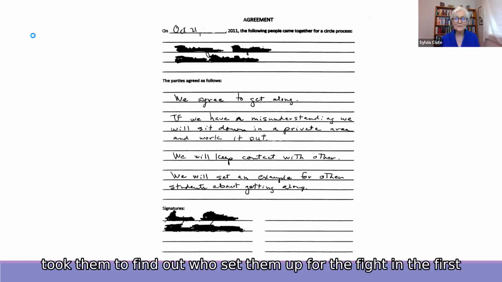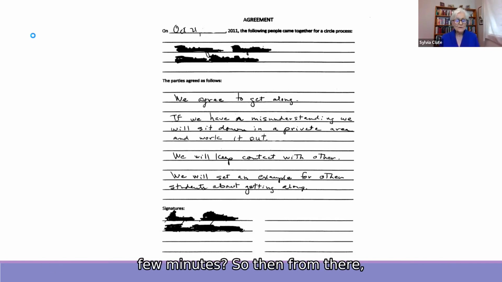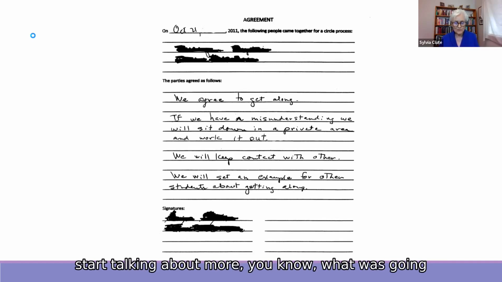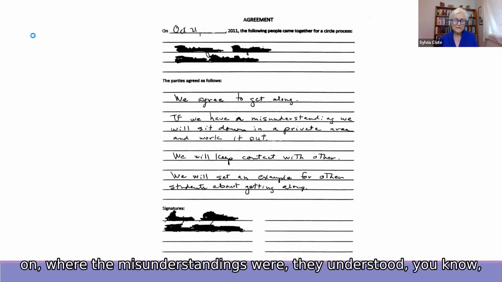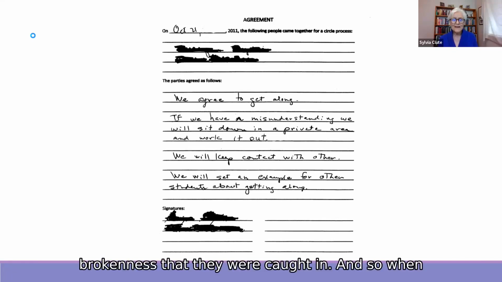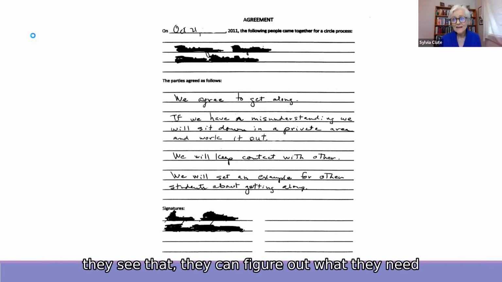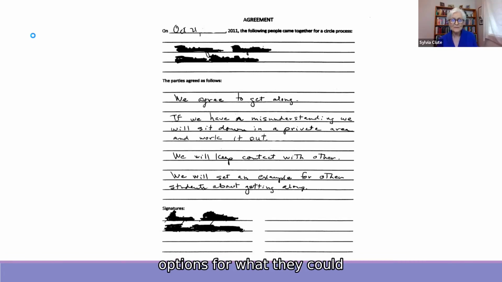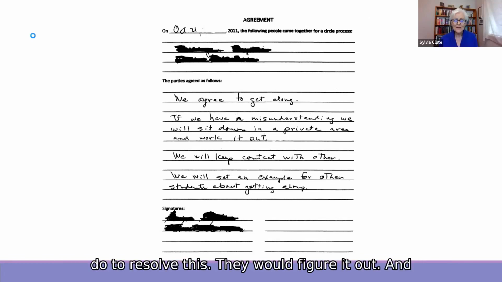And how long do you think it took them to find out who set them up for the fight? In the first few minutes. So then from there, when they realized how that had happened, and they start talking about more of what was going on, where the misunderstandings were, they understood, they saw the underlying brokenness that they were caught in. And so when they see that, they can figure out what they need to do about it. We never told them. We didn't have a list of options for what they could do to resolve this. They would figure it out.